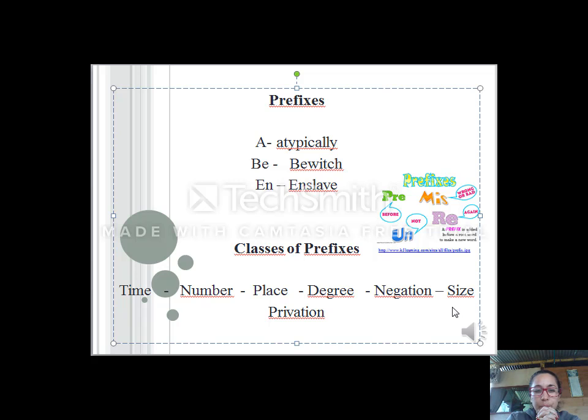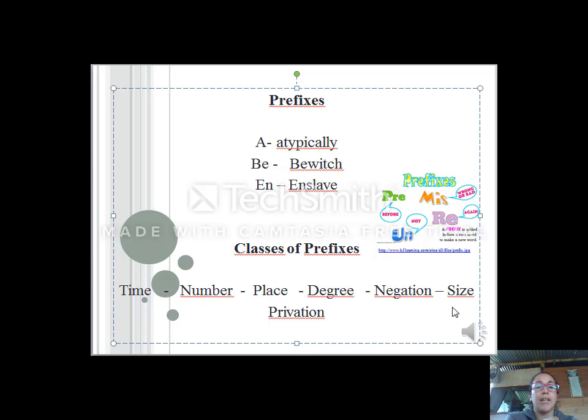There are seven different kinds of prefixes. The first is time, and the prefixes are pre and after. Example: presuppose and afternoon. Now, number, we can find prefixes like tri or multi. For example, triangle or multinational.